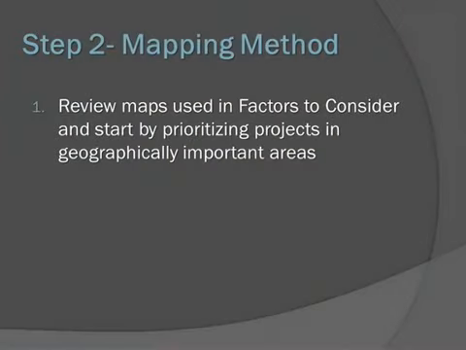Another way to identify high priority projects is reviewing the maps that you used in factors to consider and starting with the projects that were identified in those high priority geographic areas. So which areas are high priorities? Perhaps a highly used recreation area or an area with many resource conflicts. The BLM initiated projects in these areas might also be a high priority.